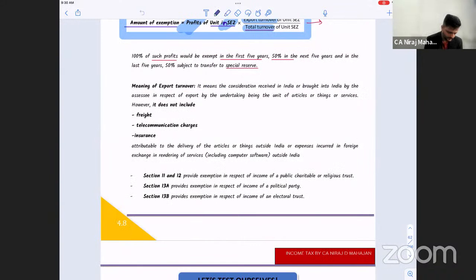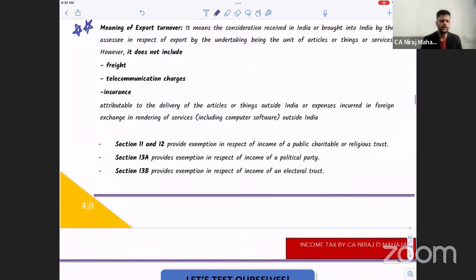And star mark over here. It is important. Okay. Ready? Meaning of export turnover. What is the formula? Export turnover upon total turnover, right? So export turnover upon total turnover, isn't it?